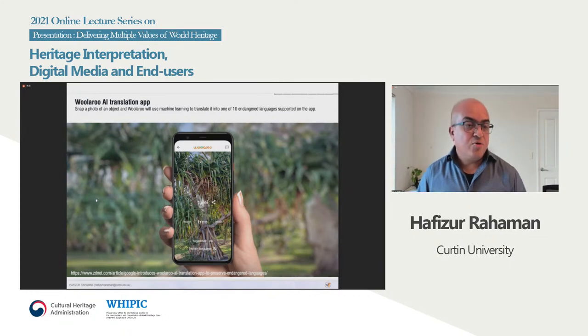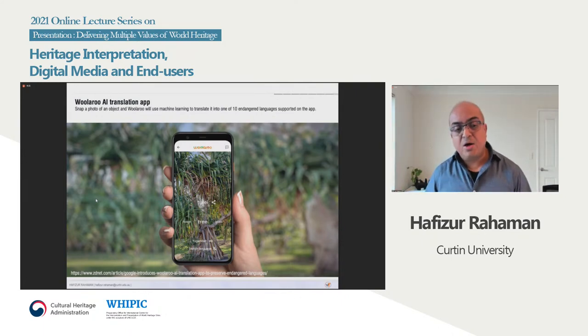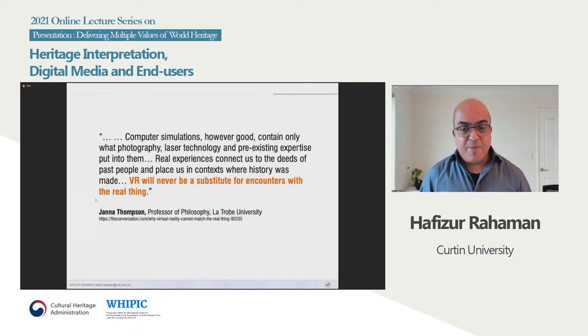It can snap a photo of an object and use machine learning to translate it into the 10 endangered languages, and they open it to the public so people can go inside and rename and edit in their own language. So I can keep talking, but there are many new technologies coming, new things happening.